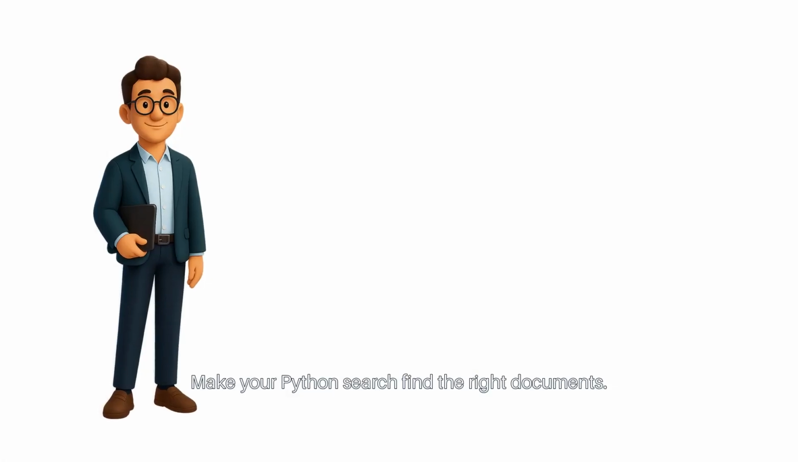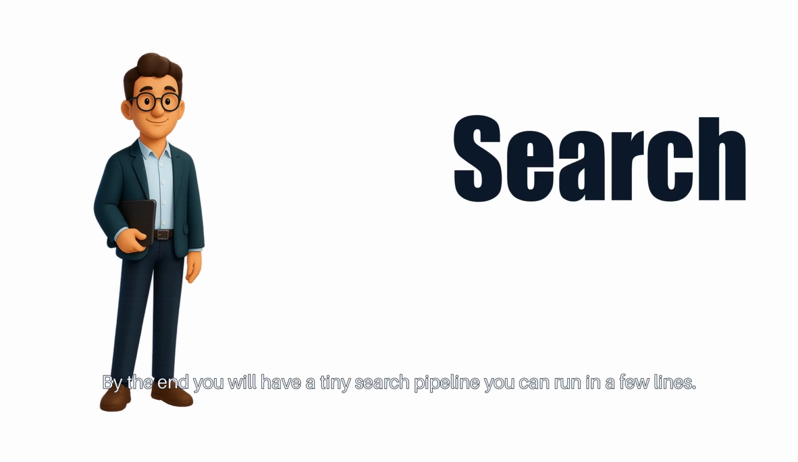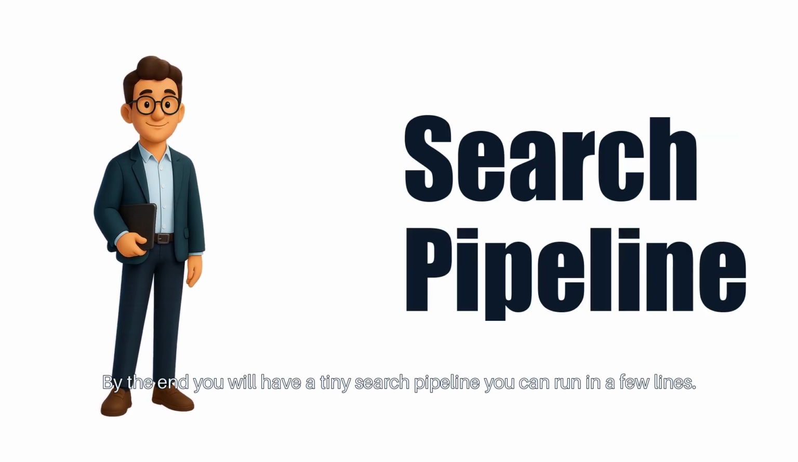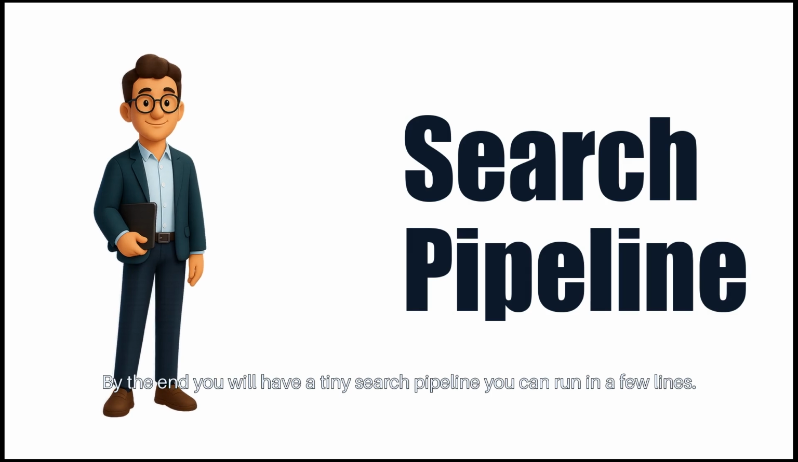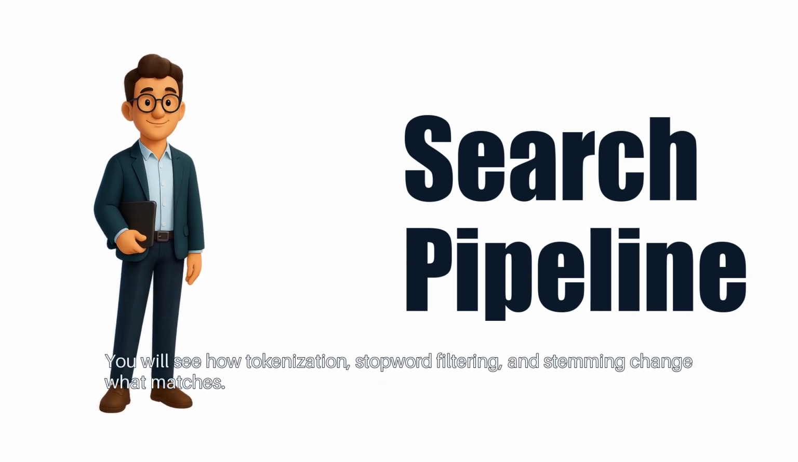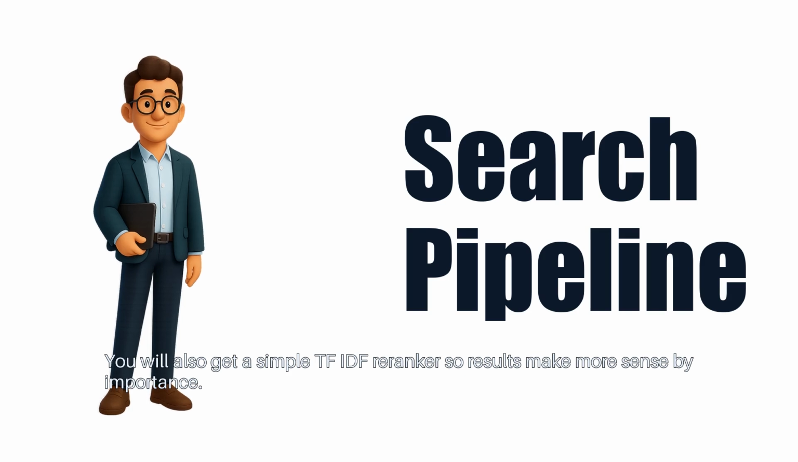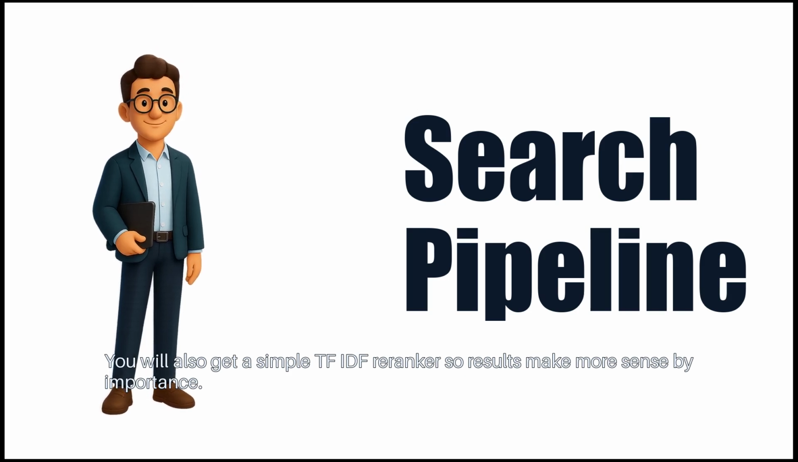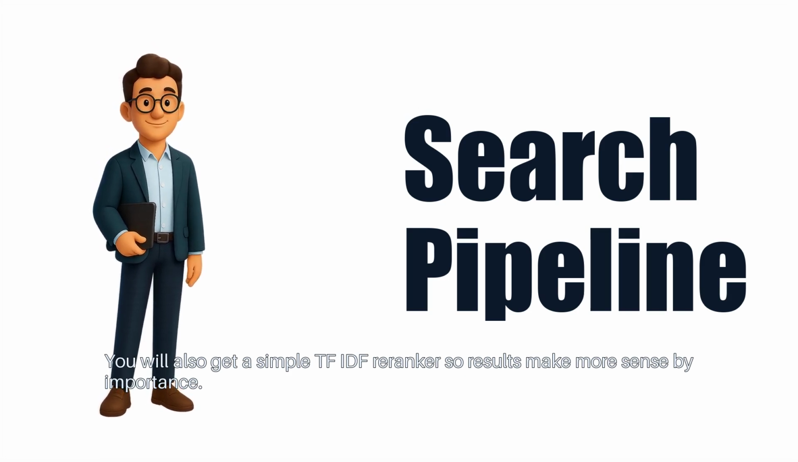Make your Python search find the right documents. By the end, you will have a tiny search pipeline you can run in a few lines. You will see how tokenization, stopword filtering, and stemming change what matches. You will also get a simple TF-IDF re-ranker, so results make more sense by importance.